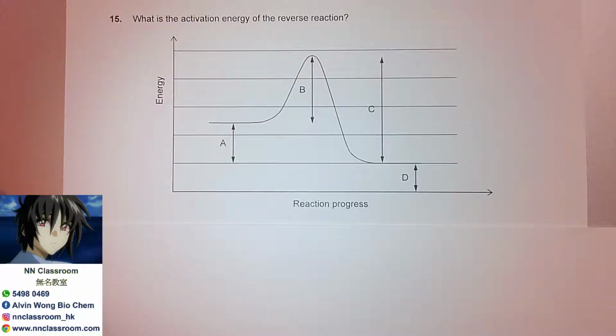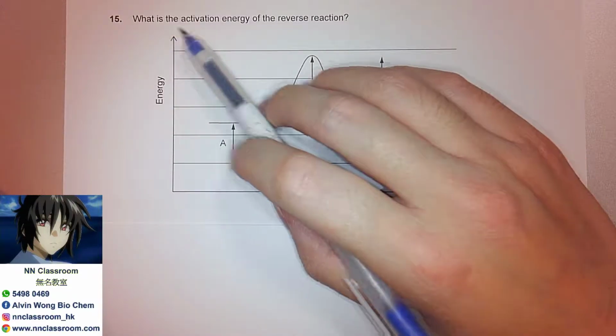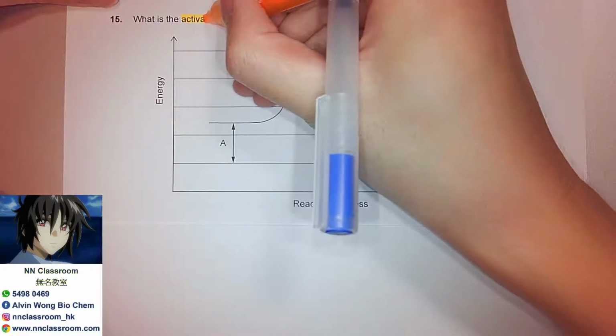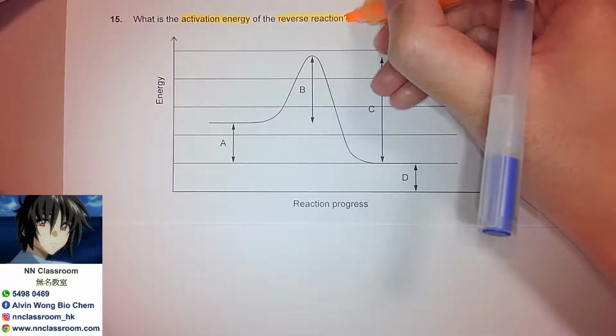Today, I'd like to share with you a past paper question from 2019, time zone 2 in May. So question number 15, relating to the topic of topic 6, kinetics, especially the understanding of an energy profile. So that is this kind of diagram. Let's see. What is the activation energy? Really important term in topic 6, with the keyword reverse reaction.